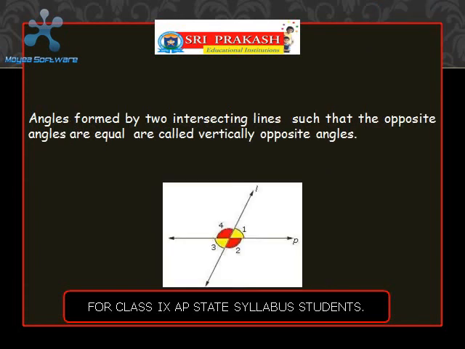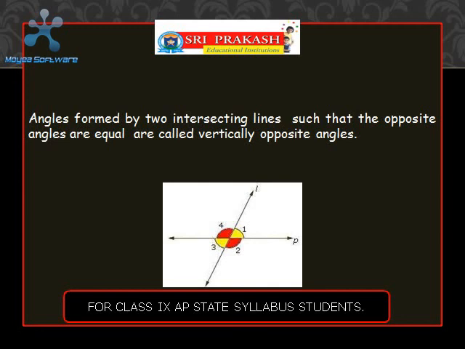Now, what is a transversal line? A transversal line is a line that intersects two or more parallel lines at different points.